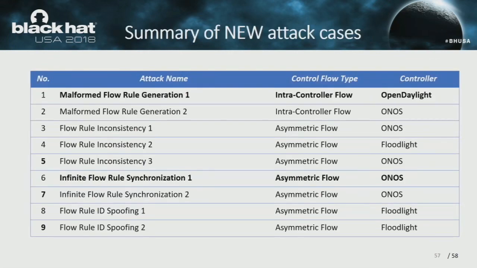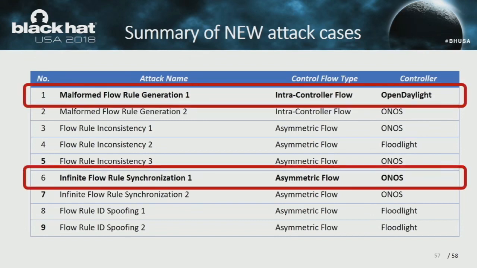So actually, we've discovered 9 new attacks, as shown in this table, by using Delta. But we demonstrated 2 of them due to the time constraint, and those are malformed flow rule generation and infinite flow rule synchronization.